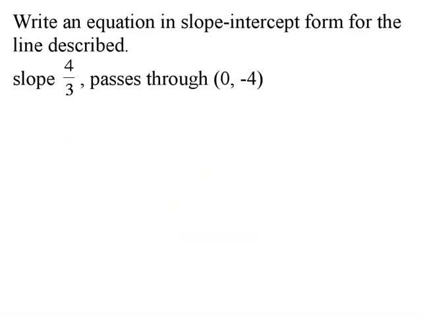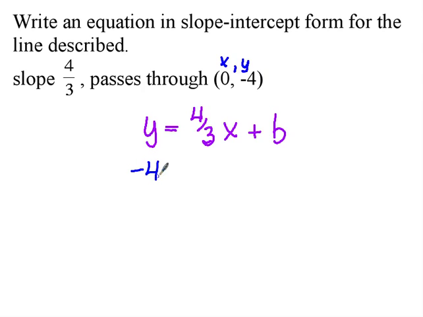All right, what I want you to do now is look at this one. It says write an equation in slope-intercept form for the line described. My slope here is 4/3 and it passes through the point 0, -4. The first thing I'm going to do is start off with the equation. Y equals, what's my slope in this problem? 4/3 x plus b. And b is my y-intercept. It doesn't say what my y-intercept is. It says I've got the point. So I'm going to use these as x, y values and plug those in. I'm going to plug in y as -4 and x as 0.